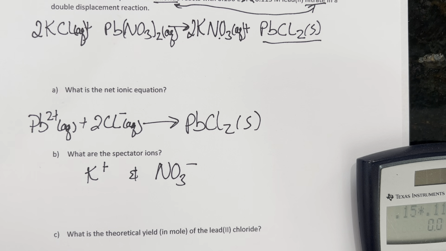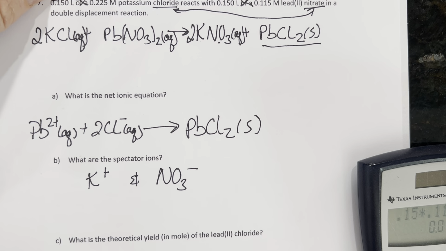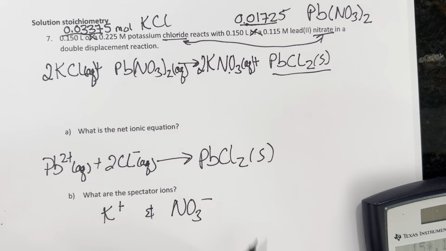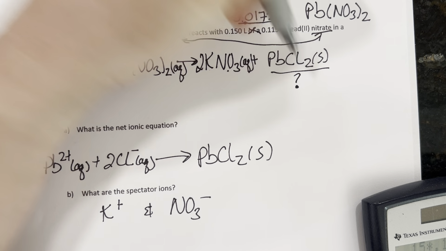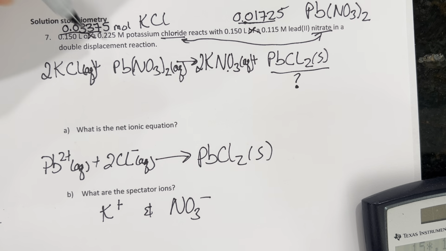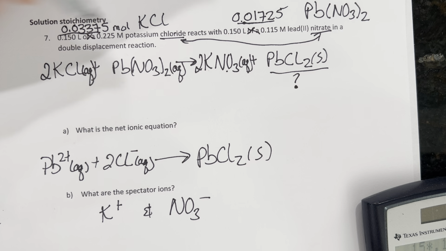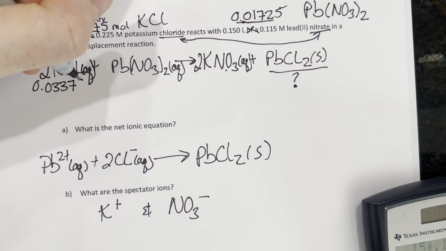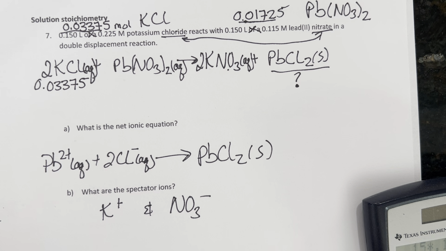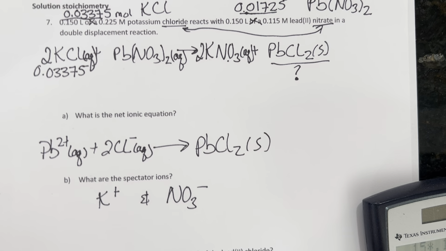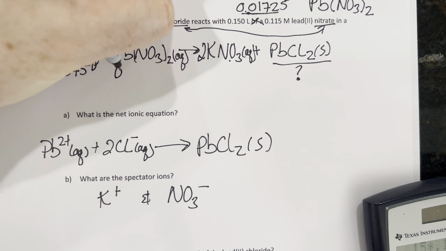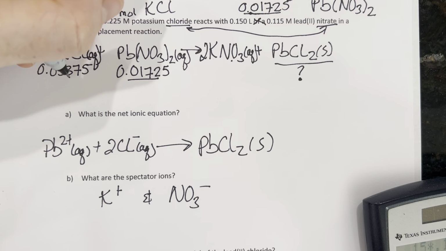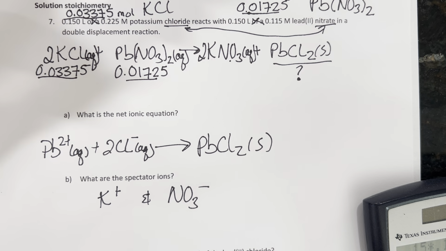All right, now we can move on to the fun part of the question, I think, which is, what is the theoretical yield of the lead 2 chloride? So it's asking for this right there. We know, because we started off, that underneath the potassium chloride would be 0.03375. And we know that underneath the lead 2 nitrate would be 0.01725. And our question marks over here.